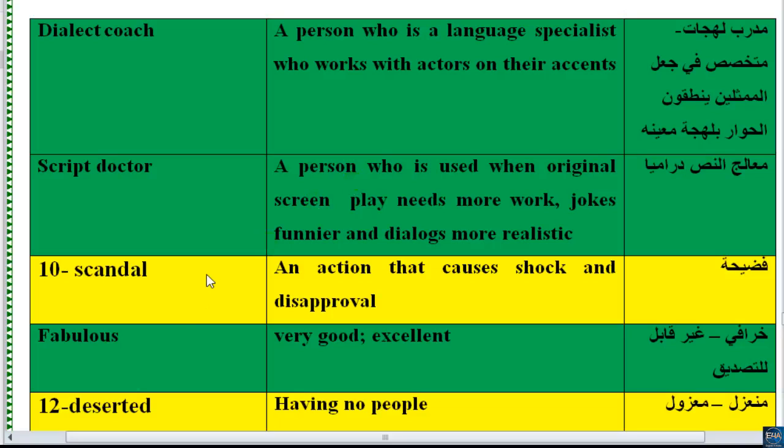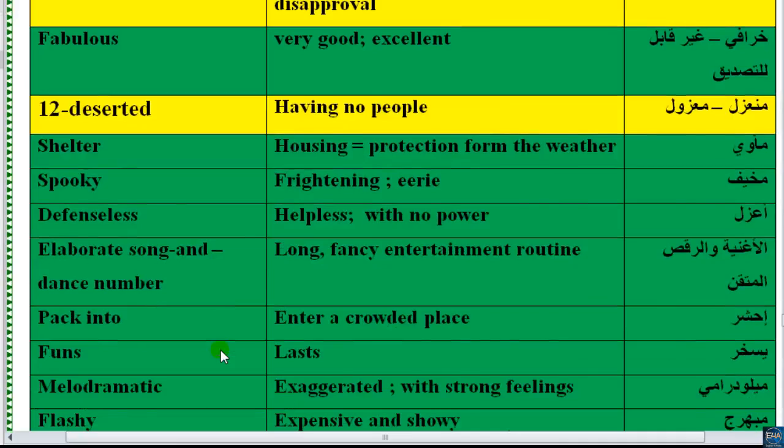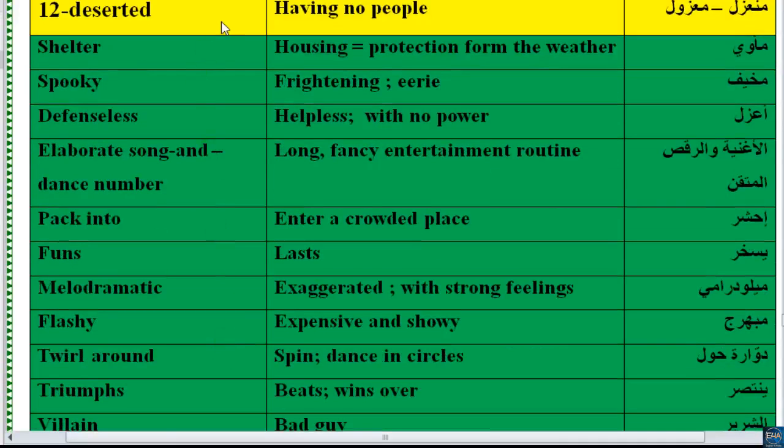Words of exercise number 10. Scandal. An action that causes shock and disapproval. Fabulous. Very good. Excellent. Deserted. In American, deserted. Having no people. Shelter. Housing. Protection from the weather. Spooky. Frightening. Eerie. Defenseless. Helpless. With no power.